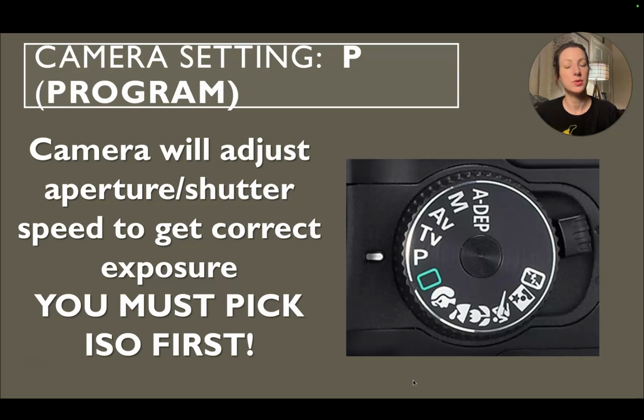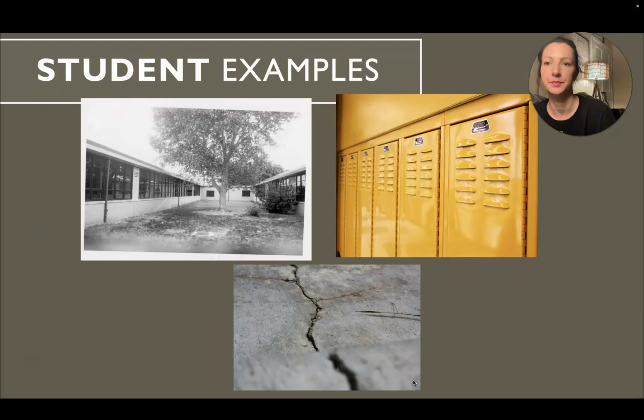On our cameras, we're going to be using the program setting to start out with. So it's a semi-automatic setting. So we are going to choose our ISO. And then the camera is going to pick the correct shutter speed and aperture to balance the exposure. You can override the camera, and if you would like to do that, I will show you using exposure compensation.